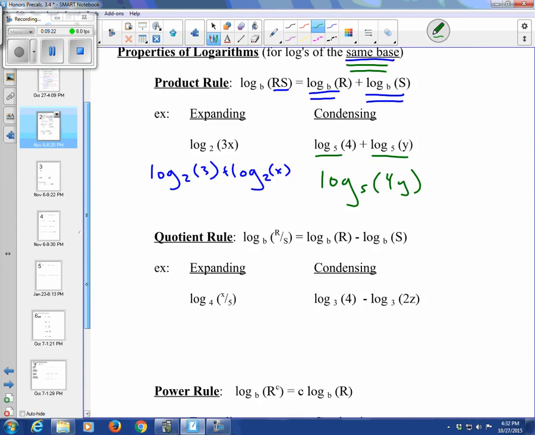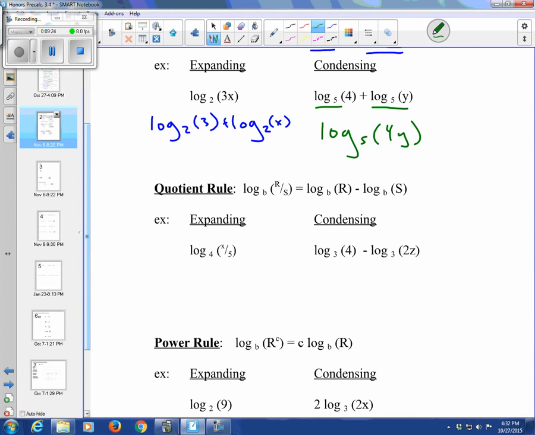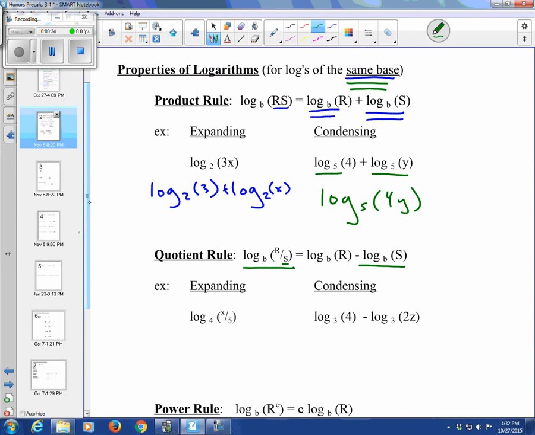So right here, the quotient rule is basically saying that anytime we have a division inside one logarithm, the thing that's in the denominator is going to expand out into a negative log, right? So one way we can think about this is things multiplied in the numerator expand out into positive logarithms, and things multiplied in the denominator are going to be negative logarithms.